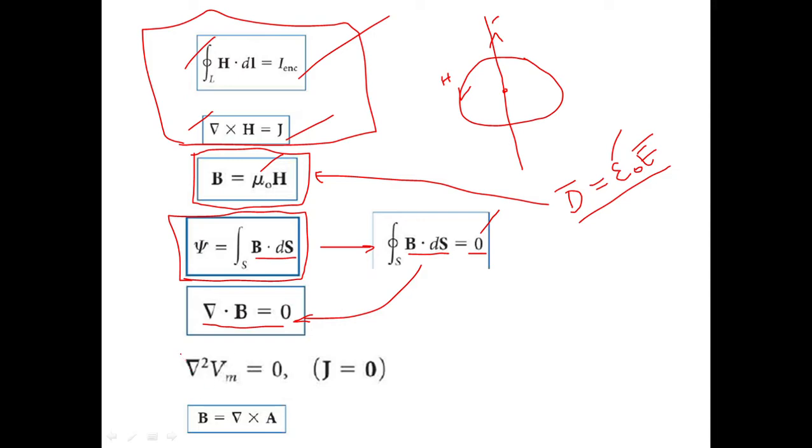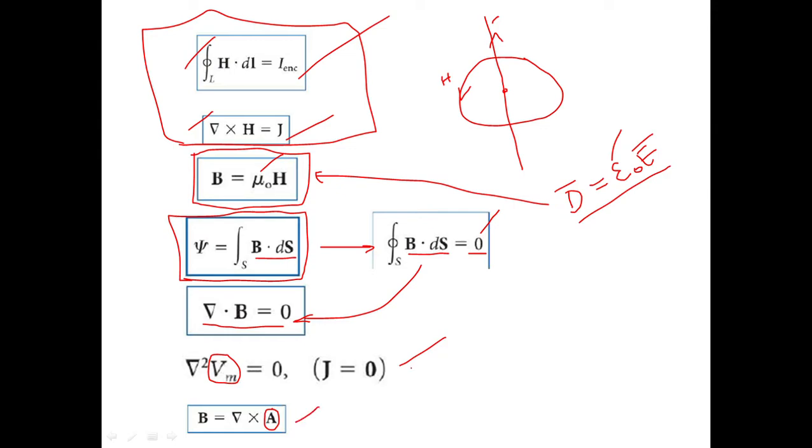Then we saw what is scalar magnetic potential and vector magnetic potential. So this Vm is scalar magnetic potential and this vector A is vector magnetic potential. So these are the two equations we derived, right?